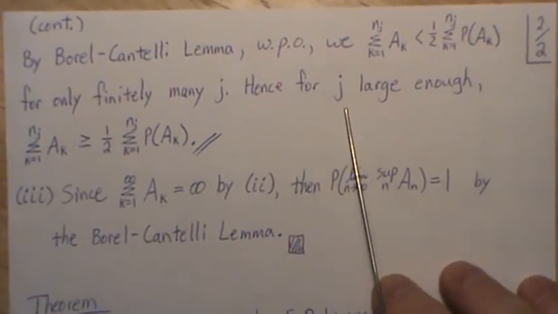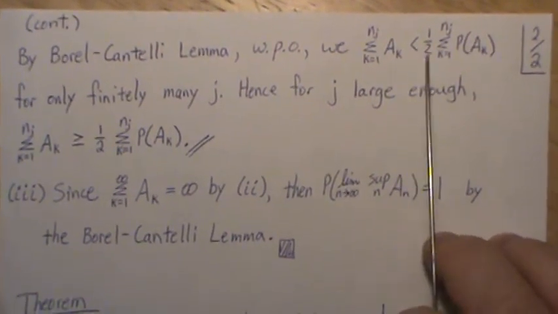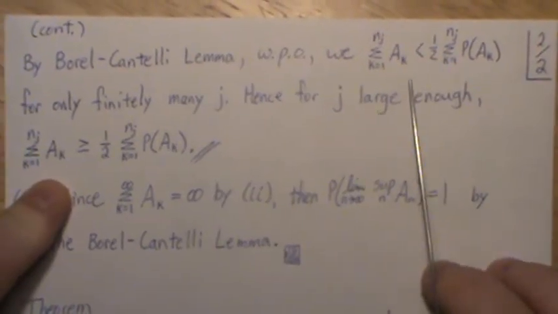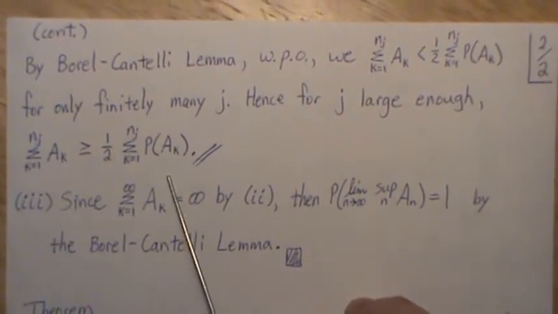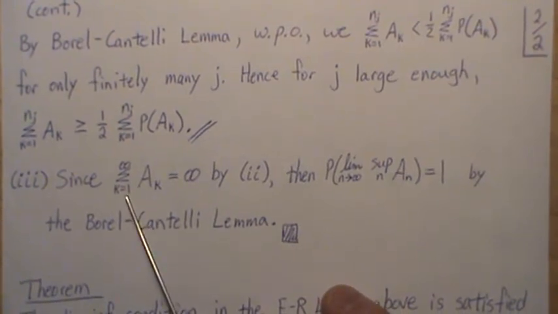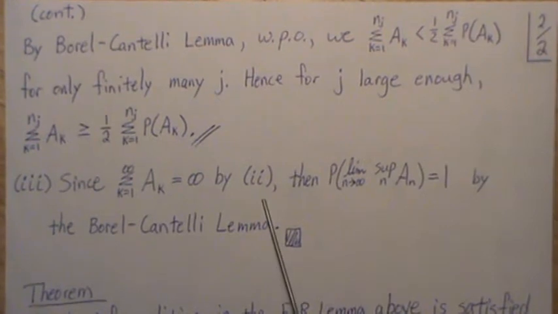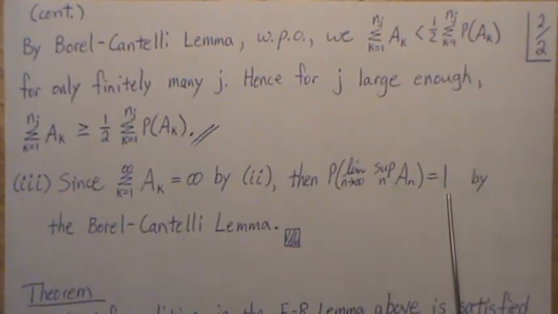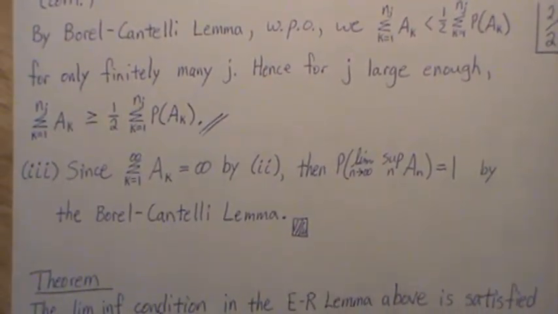So hence, for j large enough, then the event reverses. So then this has to happen, right? Because it's only this for finitely many terms. Boom, and then eventually we get to this. Now, since this sum of the AKs, when k goes to infinity, is infinity, by part 2, it says this limit supremum is 1. And that's by the Borel-Cantelli lemma. And so we've proved it.